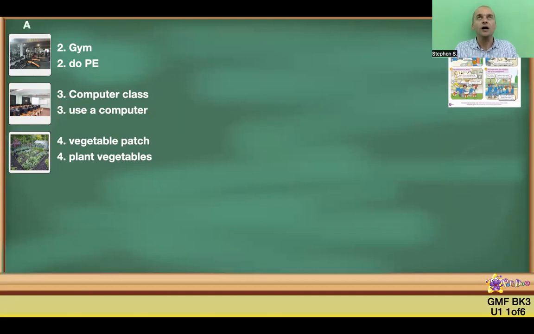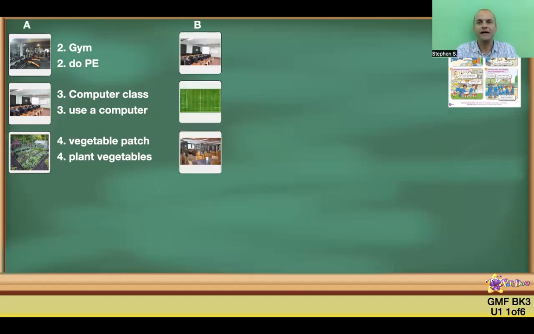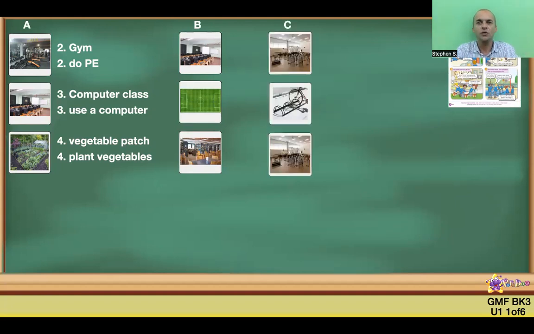Now, in order to avoid everybody using gym, computer class, and vegetable patch, I will then say, all right, team B, you are computer room, football pitch, and library. And team C, you are music room, bike stand, and music room. Okay, so now you have variety in the classroom. And you've also got an extra level of challenge, which is really, really great for the kids.